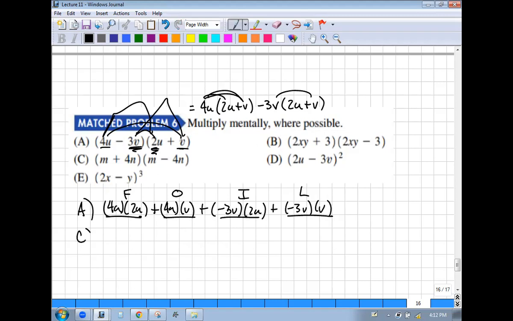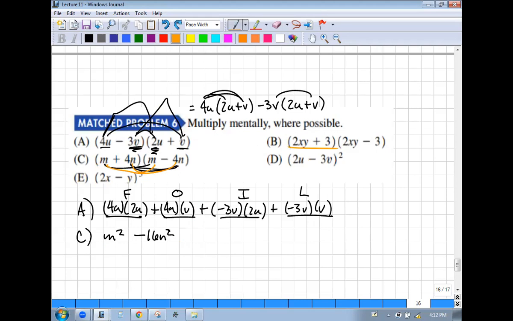Like let's look at C here. You know you're going to get an m squared. You know you're going to get a minus 16n squared. And then you look and you're saying a 4mn and a minus 4mn, those cancel out. This is a difference of two squares one, okay?